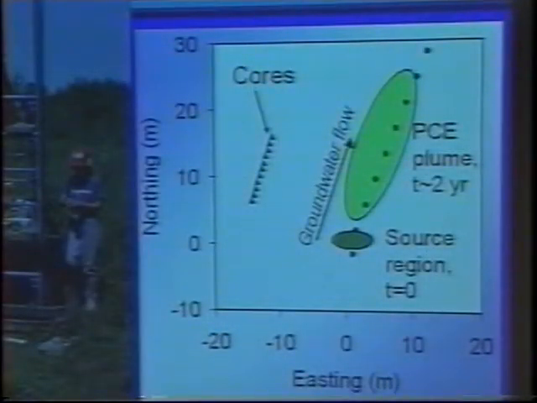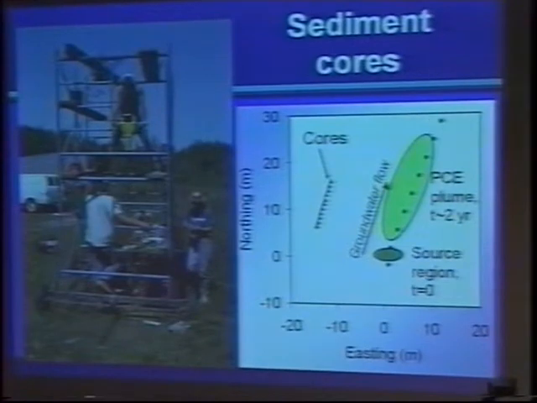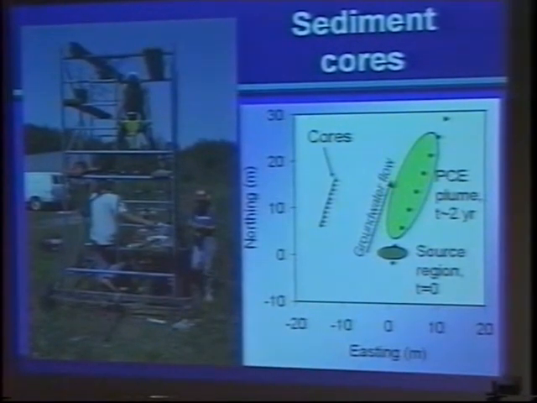To do this work then, we went back to the site of the original tracer experiment at Canadian Forces Base Borden, and here's the source region for the original experiment, and shown schematically here a sort of maximum extent ball for the perchloroethylene plume after about 2 years.